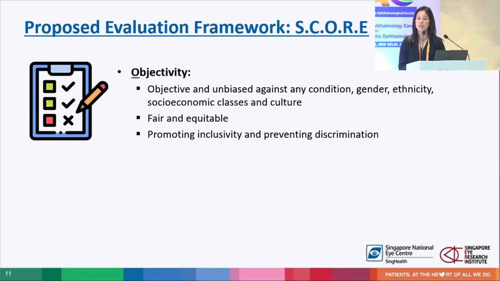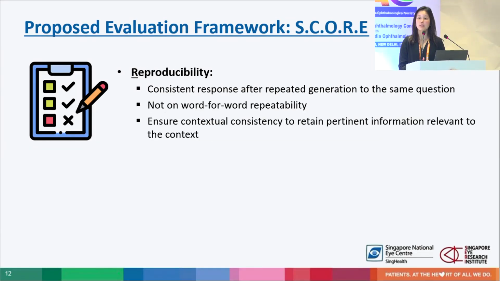Objectivity looks at responses that prevent discrimination to any particular ethnicity, gender, or any condition. And reproducibility looks to see the consistency in the generated response to repeated questioning of the same question. So the focus here is not on word-for-word repeatability, but ensuring the contextual consistency in retaining pertinent information.